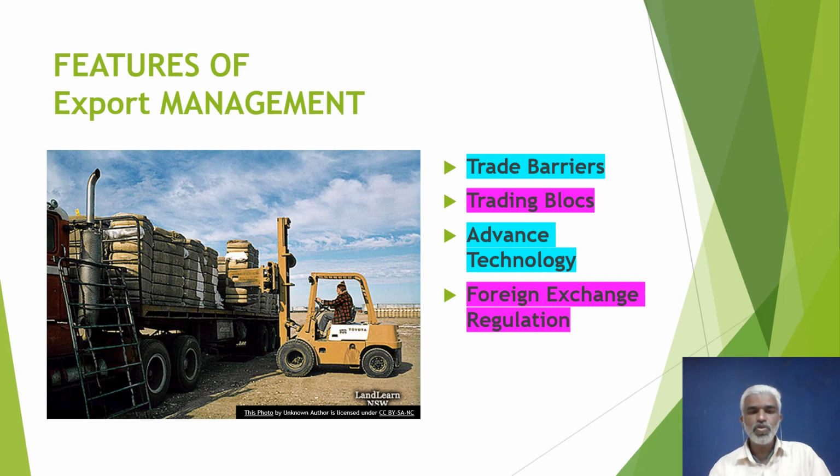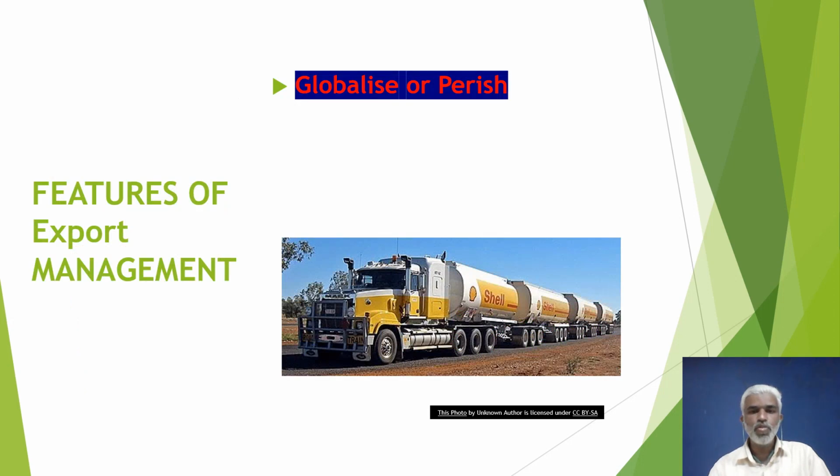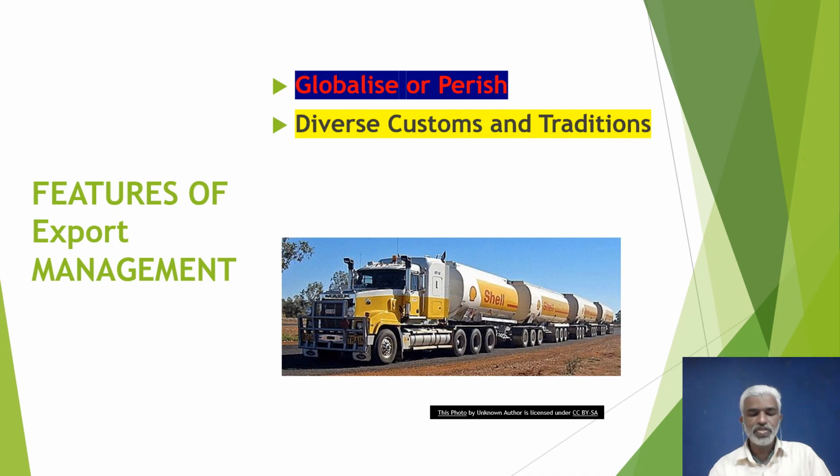The next point we are going to discuss is globalization. Foreign trade is the need of each country, to export goods and services at the global level. And next, diverse customs and traditions. Export markets differ in languages, customs, and traditions. Therefore, the exporter may not be able to cope with this diversity, so he has to be selective. He has to deal with markets where he can easily handle or overcome such differences.